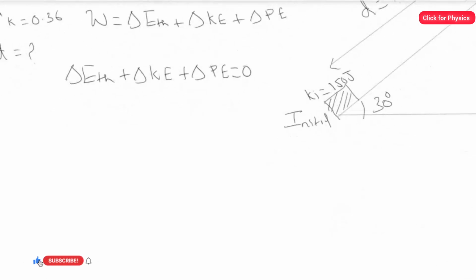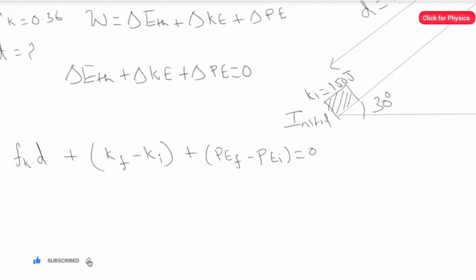Now let's see. I'm going to write the formula for thermal energy: Fk multiplied by d, plus kinetic energy final minus kinetic energy initial, plus potential energy final minus potential energy initial, which is equal to 0. Clear? Now what is Fk? Fk is nothing but mu k Fn multiplied by d.